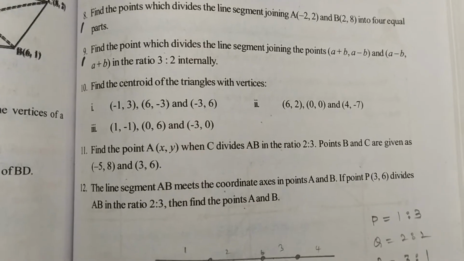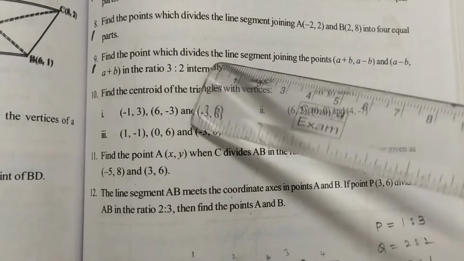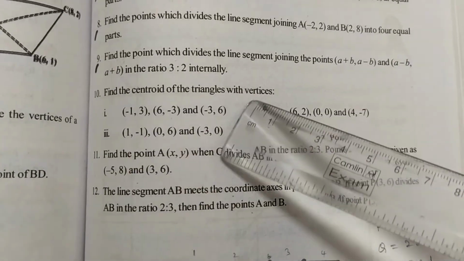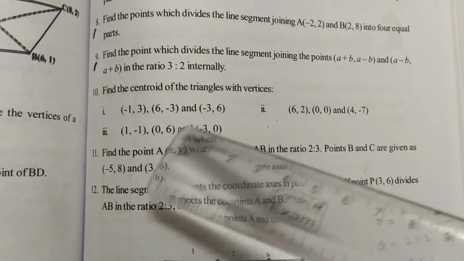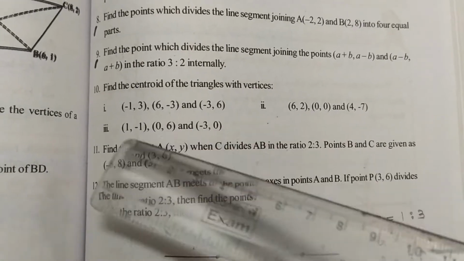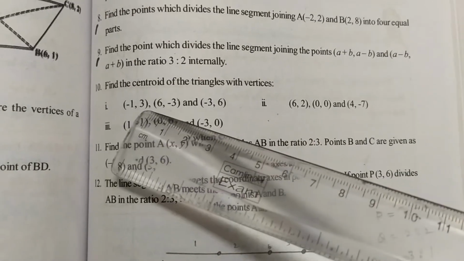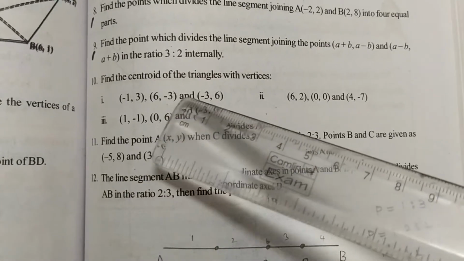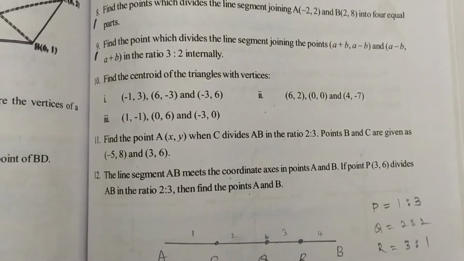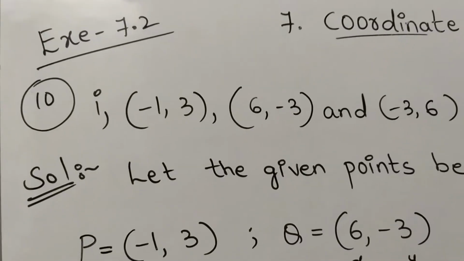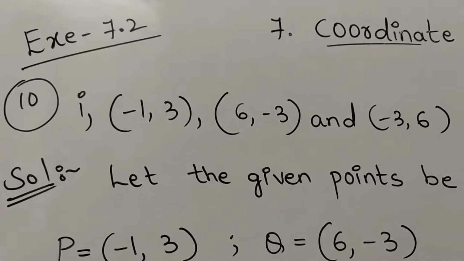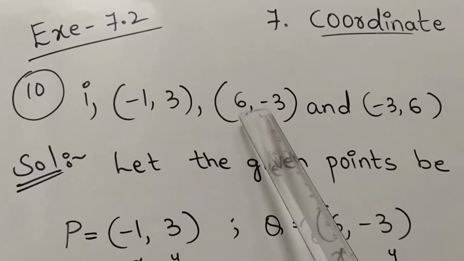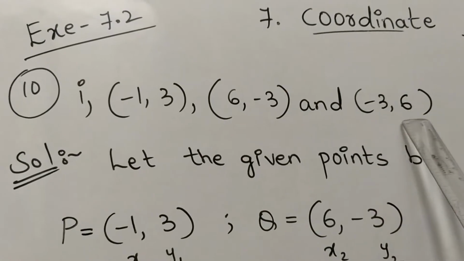See the question, students. Till the 9th question we have finished. Now see the 10th one. Find the centroid of the triangles with the given vertices. Here three vertices are given and we have to find the centroid. Let us find the first one. What is the question? (-1, 3), (6, -3) and (-3, 6). This is the solution of the 10th question, first bit. Here the points are given: (-1, 3), (6, -3) and (-3, 6).